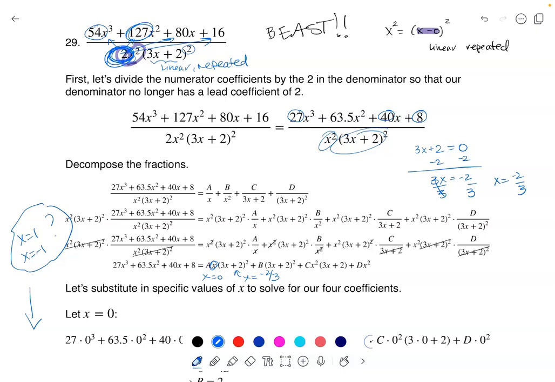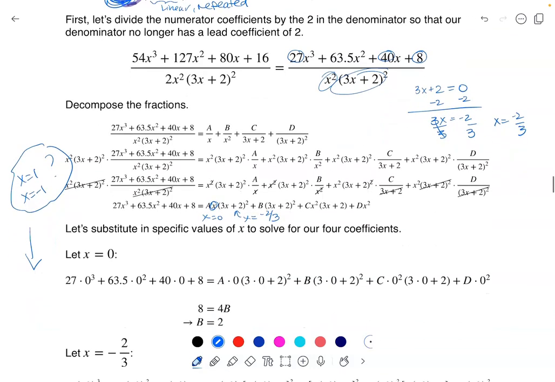All right, so let's start by letting x equal 0 and see what we get, okay? And I'm going to erase all of this so that we can see what's going on. Okay, so if x is 0, on the left side, 0, 0, 0, 8 is going to survive. So that's where you see this 8 popping in here.